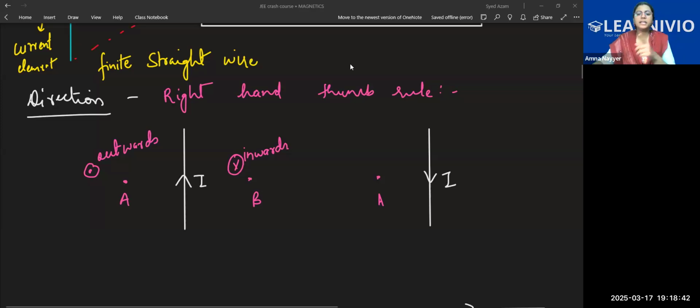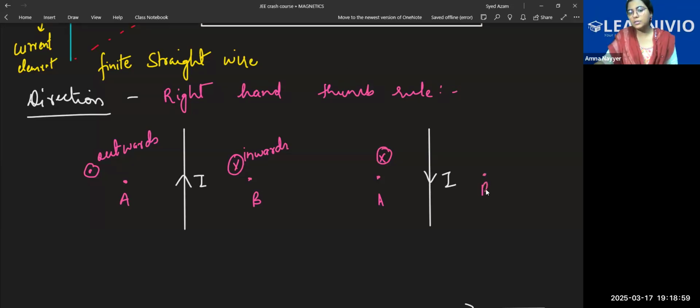Yes, Meera, right, inwards. See, right hand downwards. Point is towards the left. So I have to keep my hand like this, curl it, it's pointing inwards. Similarly, so see, remember, this cross is for inwards.